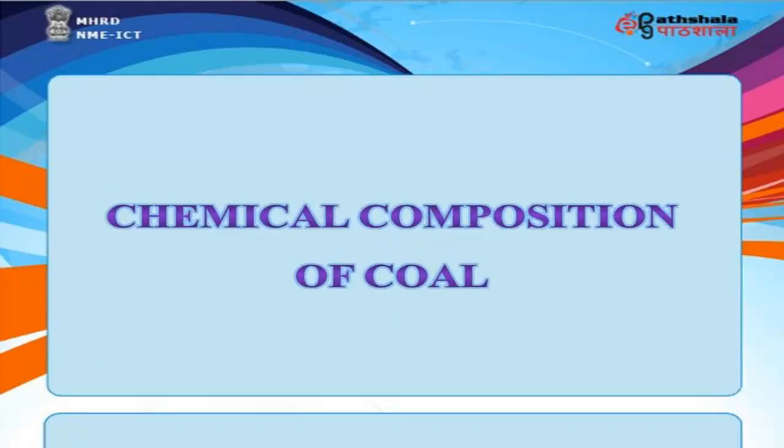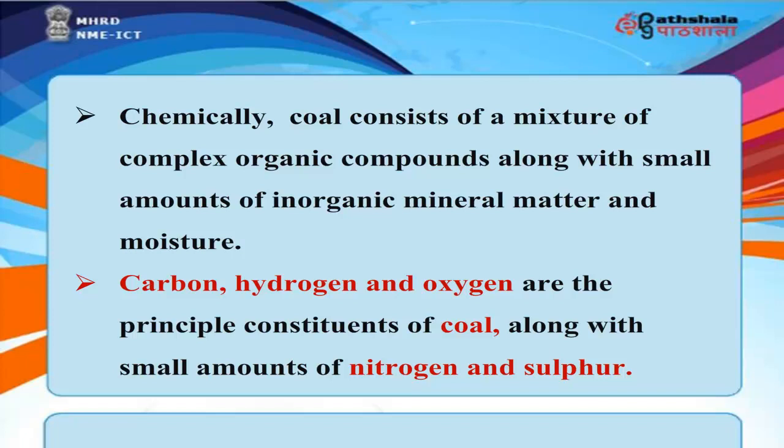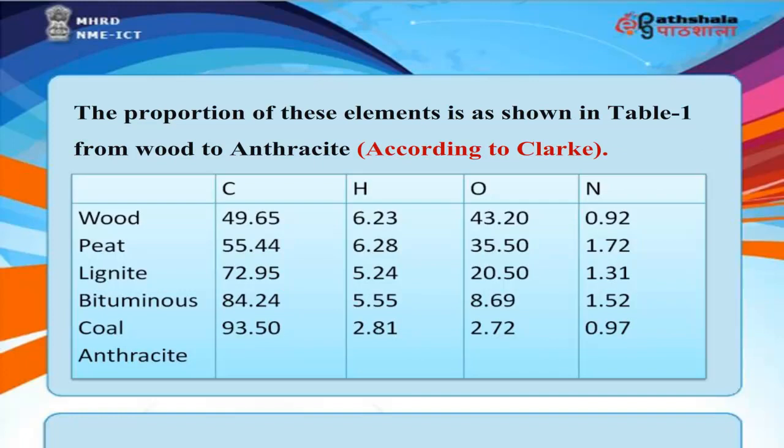Chemical composition of coal. Chemically, coal consists of a mixture of complex organic compounds along with small amounts of inorganic mineral matter and moisture. Carbon, hydrogen, and oxygen are the principal constituents of coal, along with small amounts of nitrogen and sulfur. The proportion of these elements is as shown in Table 1 from wood to anthracite, according to Clark.